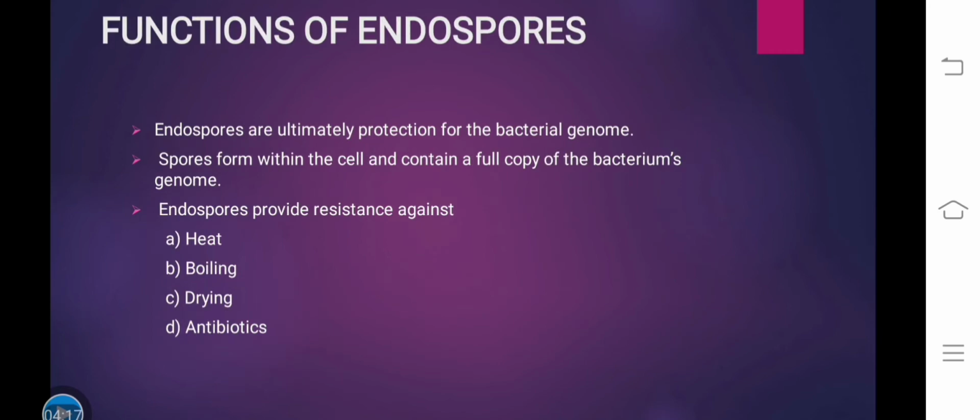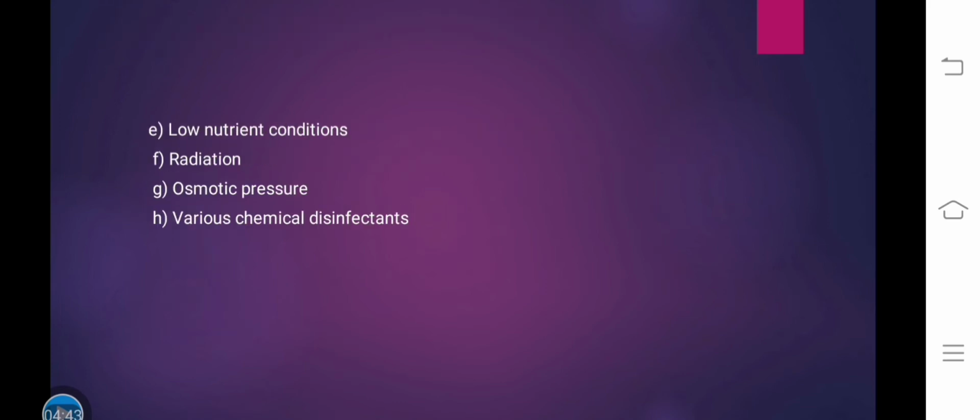Let's see the functions of endospores. Endospores are ultimately for protection of the bacterial genome. Endospores are used for the survival of bacteria. Spores form within the cell and contain a full copy of the bacterial genome. Endospores are resistant against heat, boiling, drying, antibiotics, low nutrient conditions, radiation, osmotic pressure and various chemical disinfectants.